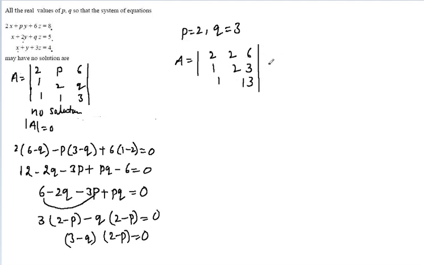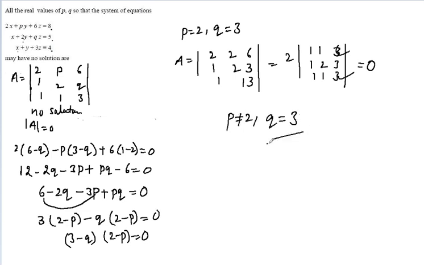That is, take 2 common in this, for this, that is 1 1 6, that is 1 2 1 1 3 1 2 3 and 1 1 3. For p is equal to 2, first row and third row is same, determinant of this value is 0. So p is not equal to 2 and q is equal to 3. The equations may have no solution for p is not equal to 2 and q.